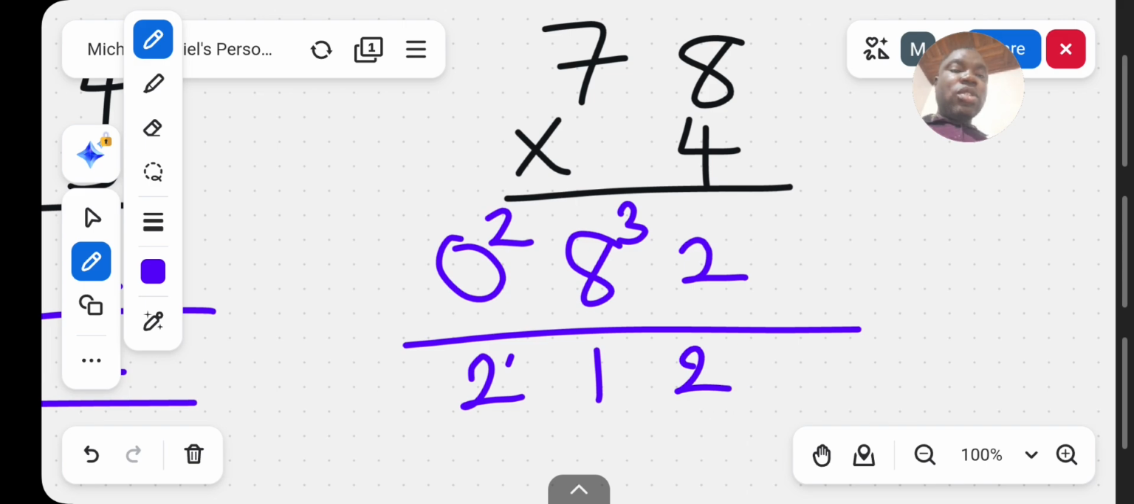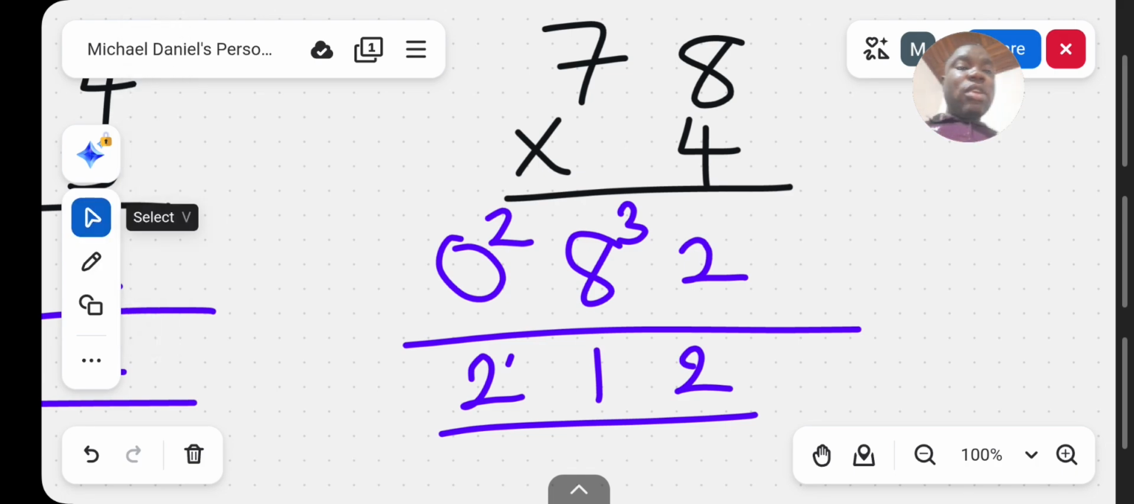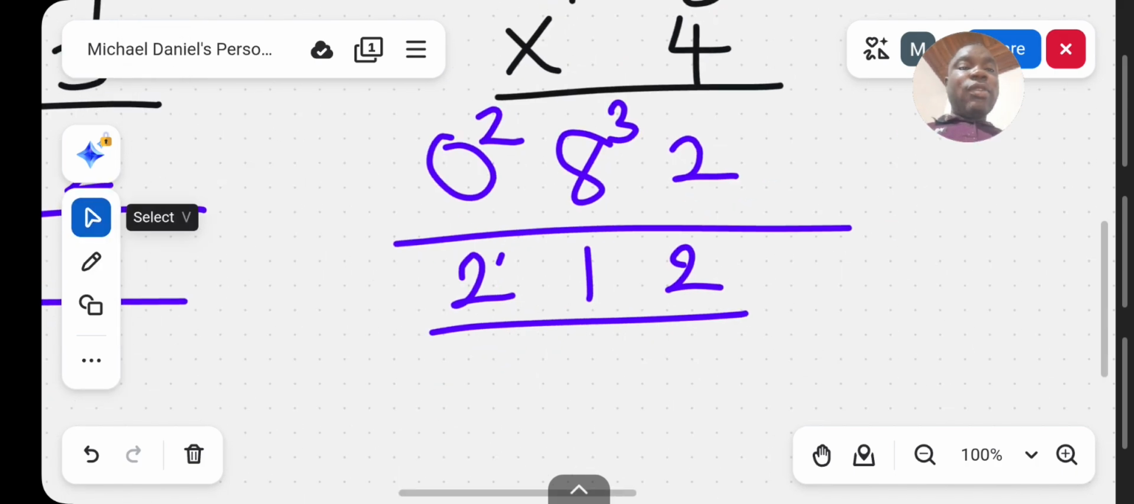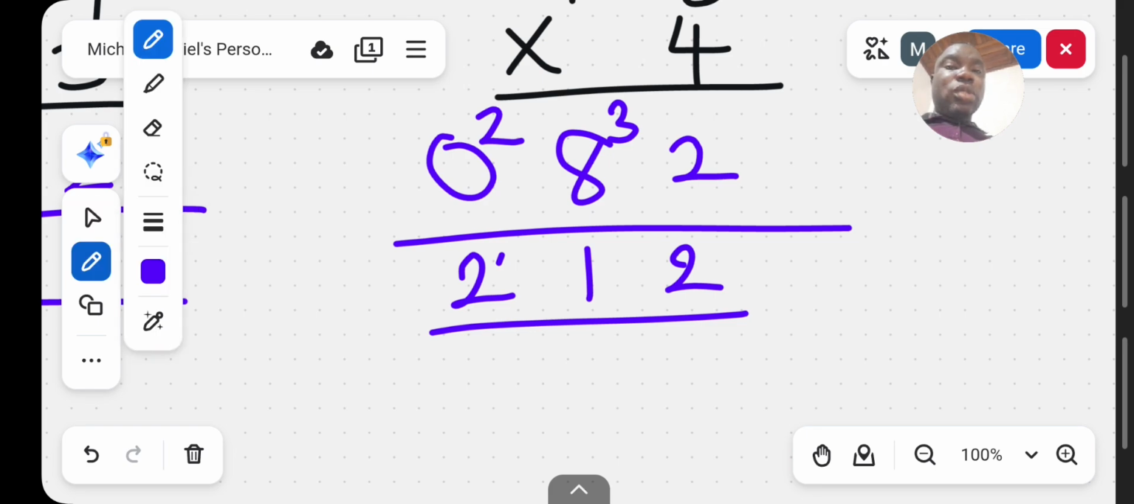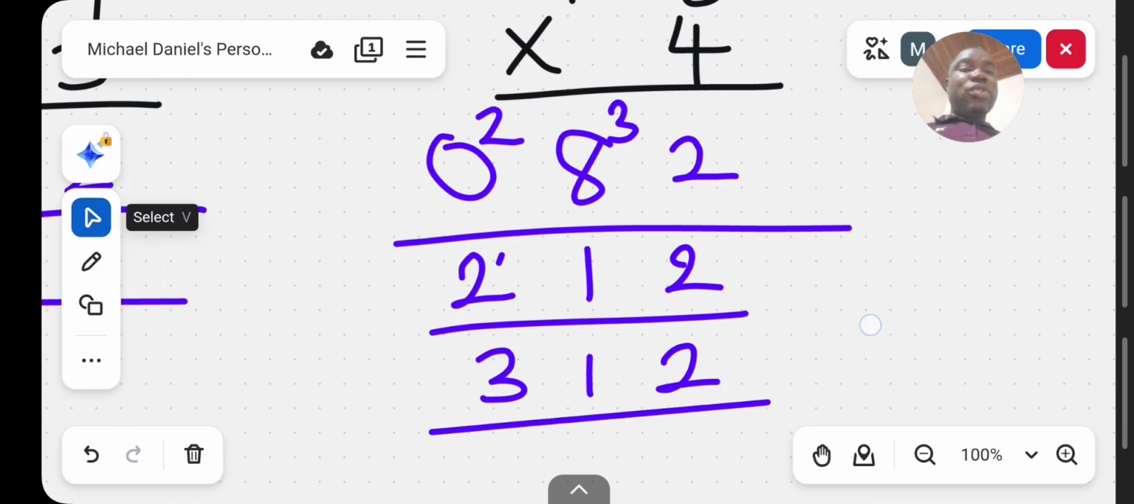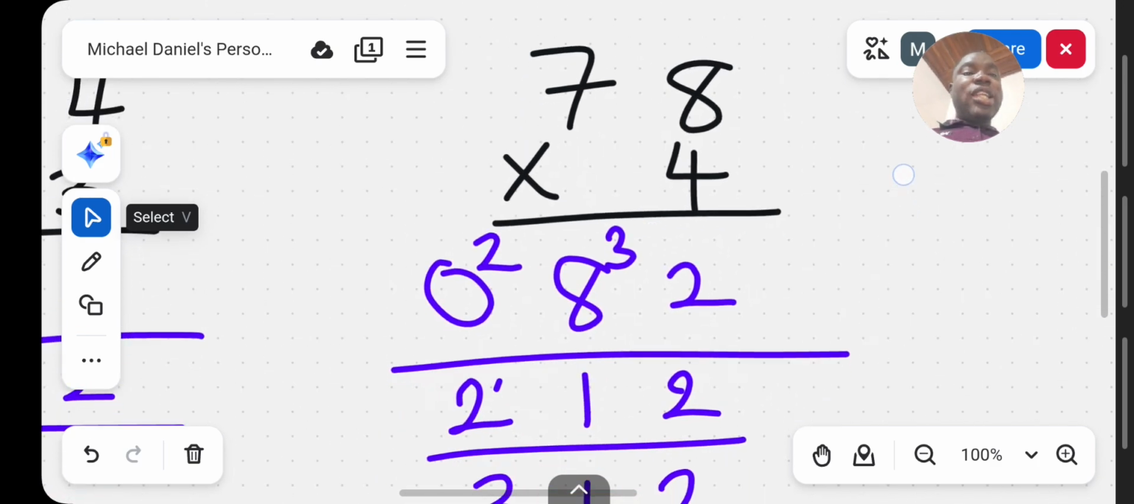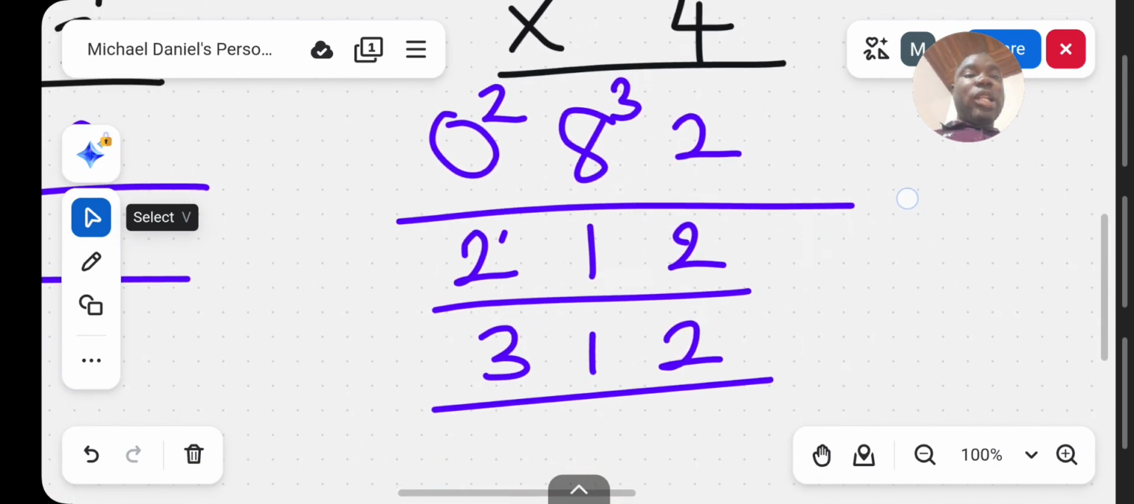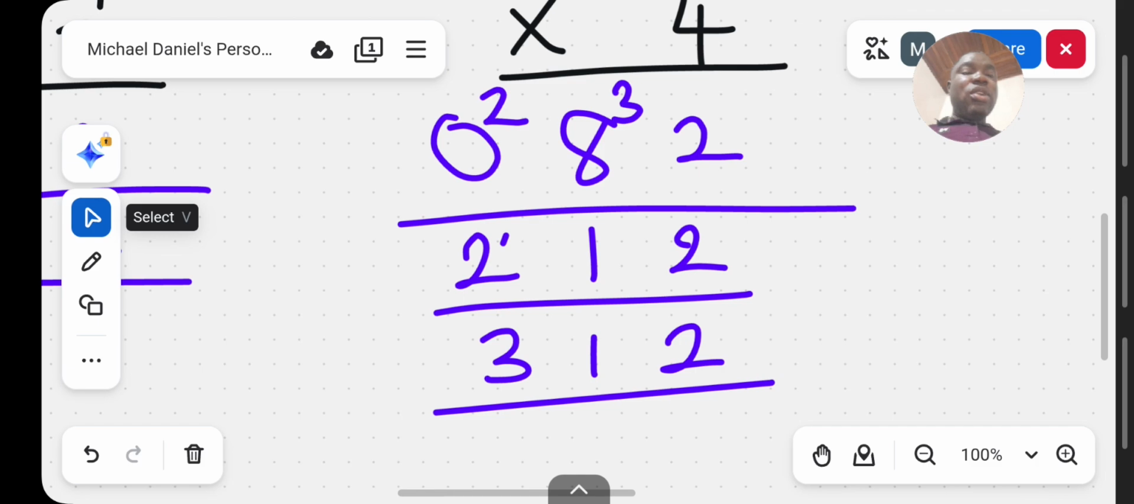So once you are done with this, the next thing you do, since there's still a baby there, all you do is add. Now, how do we do, of course, our addition? 2 plus 1 is what? 3. Then you have 1 and then you have 2. That's all. The answer is 312. So you can see 78 times 4. Look at the process. Easy peasy. No stress. So let's move to the next question.